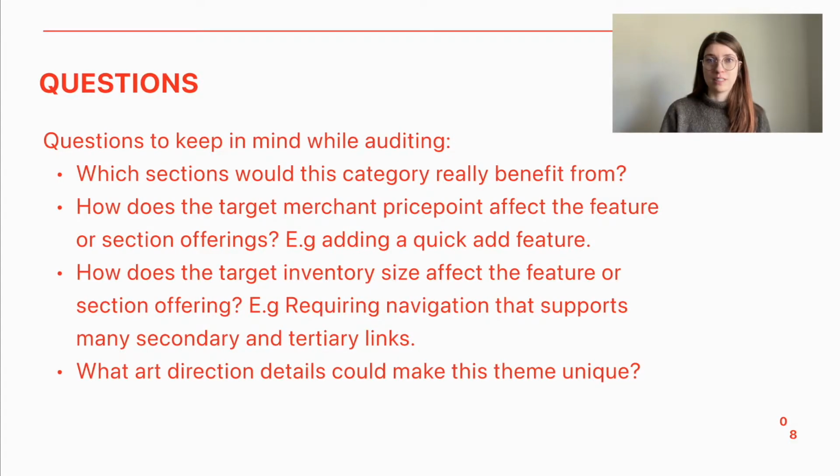Some other questions to keep in mind are how the price point or inventory size affect the feature list. For example, stores that cater to lower ticketed items typically have a quick add feature on their product cards, or stores that have larger inventories may have a vertical filter on their collection pages. So depending on your target merchant, your feature list may change.